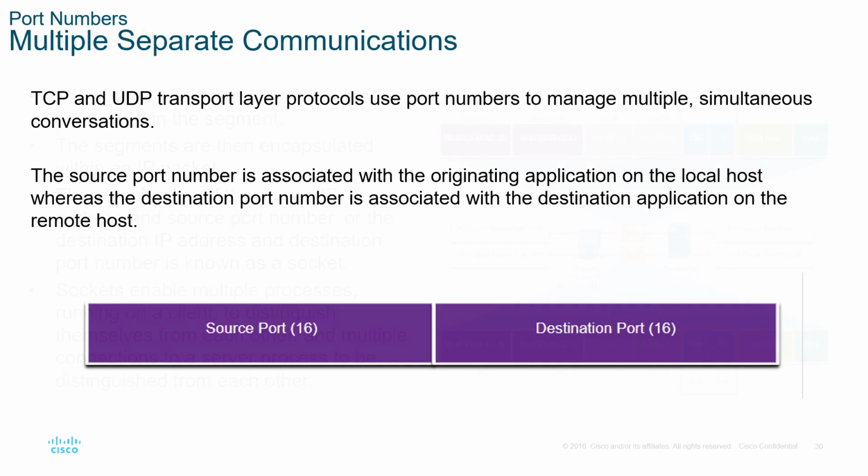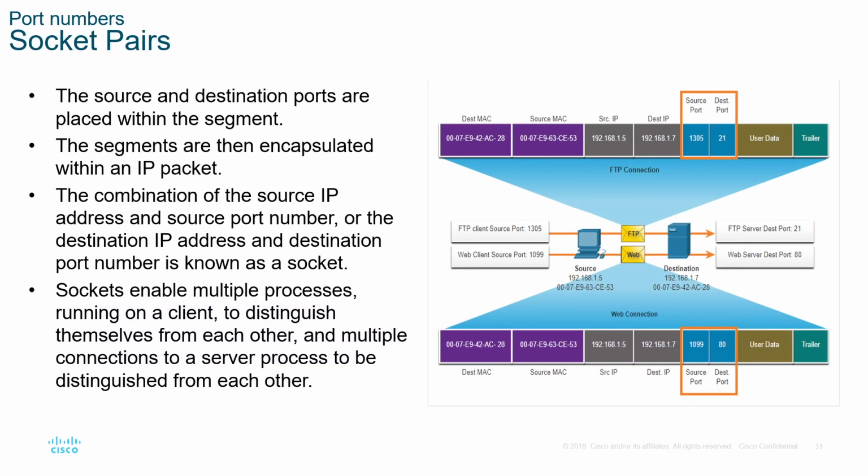So we do the next section. The source and destination port and the IP address, when we pile it all together, is what we call a socket. So you can see here, the source and destination ports are placed within a segment. The segments are then encapsulated within an IP packet. The combination of the source IP, the source port, the destination IP, and the destination port is what we call a socket.